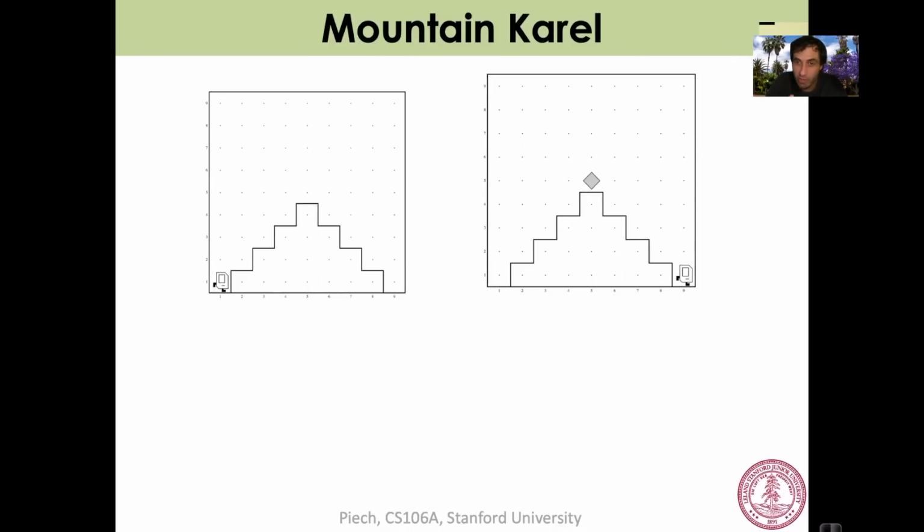The mountains are always going to look a bit like this. They're always going to go up with a slope of 1 and down with a slope of 1. Carol's always going to start right in front of the mountain and is always going to end right after the mountain. And Carol should place a beeper at the top. So like most people in California, it seems that Carol also likes to go hiking.